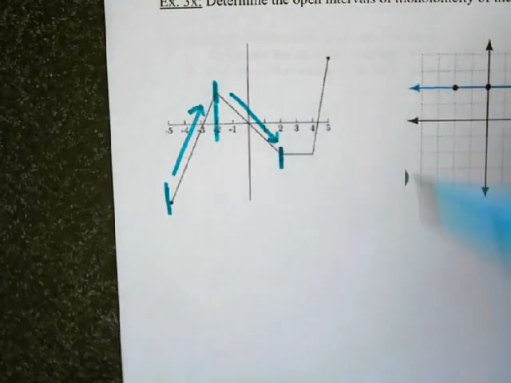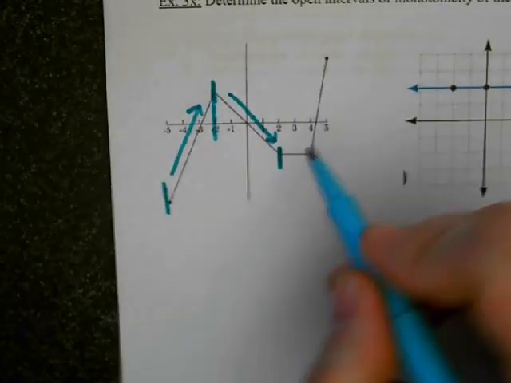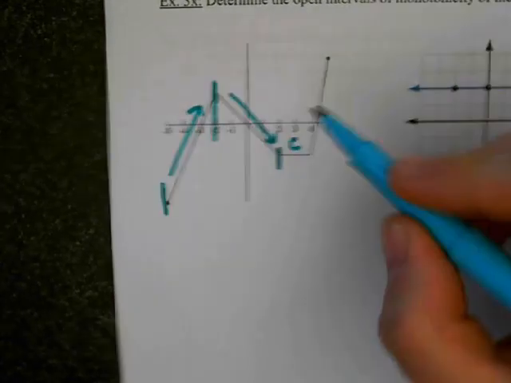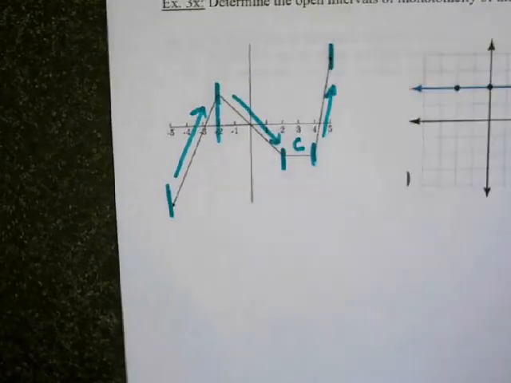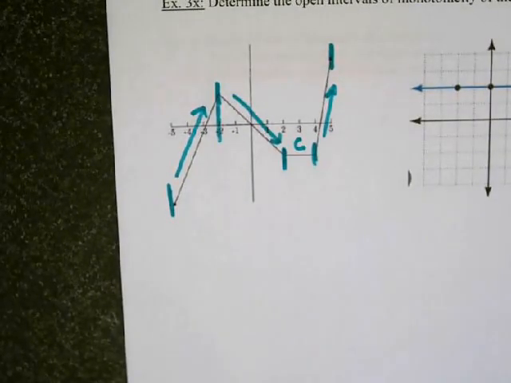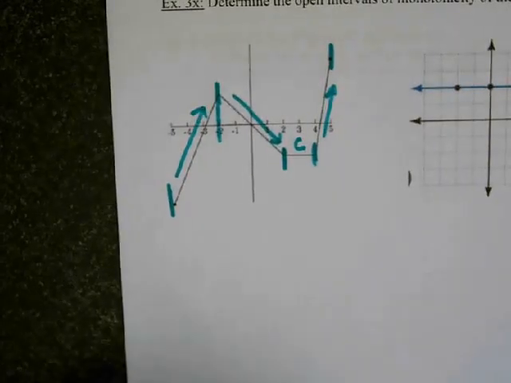And then it stops going down right here. And then it's flat for a little while. And so this is the first one, where we have a C for constant. And then it stops being flat, and then it goes up a little bit more. And then it stops. Whew. Okay, and so the question becomes, where is it increasing, where is it decreasing, and where is it constant? And how do we write that?